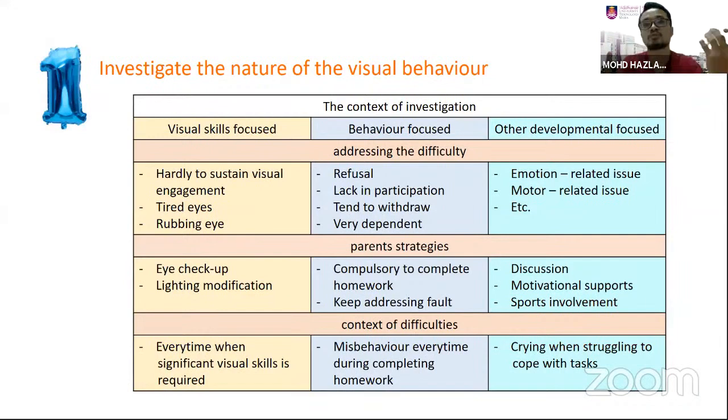So all these are a behavioral focus kind of interview, addressing the difficulty about a behavior. And then sometimes we ask the parents about their strategies. What are you doing when you identify that your child shows this kind of behavior? So the parents start to say, oh, I compel them to complete the homework, keep addressing the fault, this is wrong, this is wrong, this is wrong, right? The parent strategies are more on behavioral techniques. And then in the contextual difficulties, the parents say that this misbehavior occurs every time during homework. Are you going to go deeper to understand the child's visual perceptions by addressing all this information, or do you want to go to your visual skill focus to talk about the eyes?